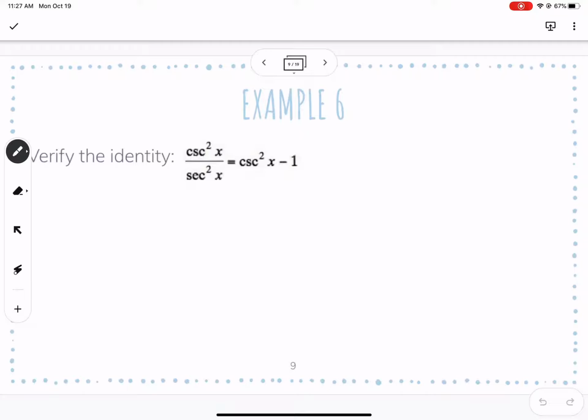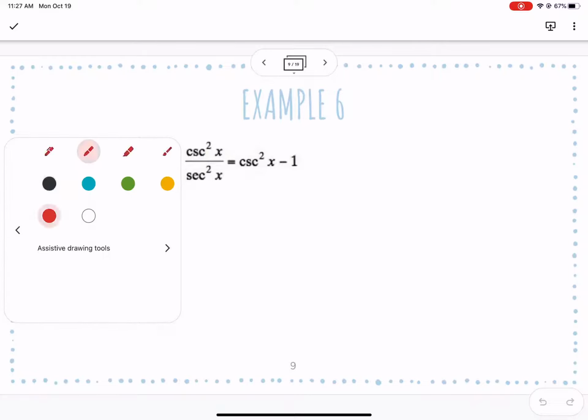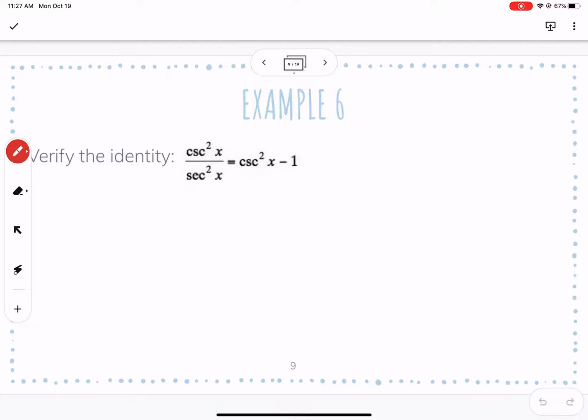What I'm going to do is, because I recognize this, cosecant squared minus 1, that actually comes from one of the Pythagorean identities, I'm going to start there because I already know how to simplify that. If you look at your identities sheet, the one that I handed out to you at the very beginning, we have the third Pythagorean identity, which says 1 plus cotangent squared equals cosecant squared. And so I'm going to do minus 1 on both sides, and that's going to get me exactly what I have on the right side, which is cosecant squared minus 1.